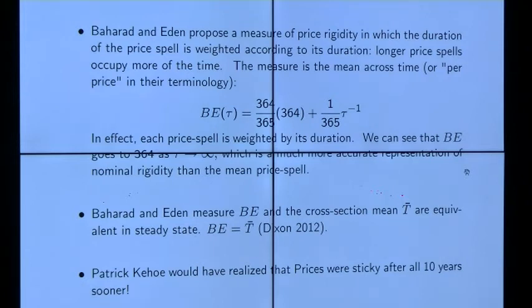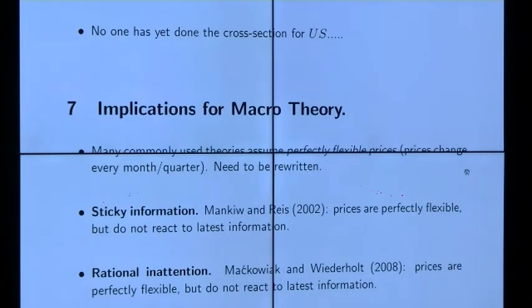So if you have a steady state where each cross-section is the same, they're identical. So in fact, if Patrick Keogh had read this paper back in 2004, he would have realised that prices were sticky after all 10 years earlier. But unfortunately, this paper by Baharad and Eden is rarely cited. It's one of those cases where it's a brilliant paper which really pins down the issues very well, but the mainstream literature just ignored it and went on and did other things. They could have saved themselves a decade having paid more attention to this very important and well-written paper.